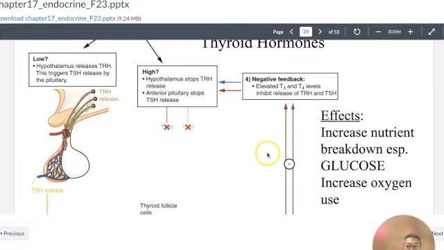Once you're all warmed up, negative feedback applies. When you have enough, you inhibit the release of TRH, thyroid releasing hormone. So you inhibit the release of it, and then no more.